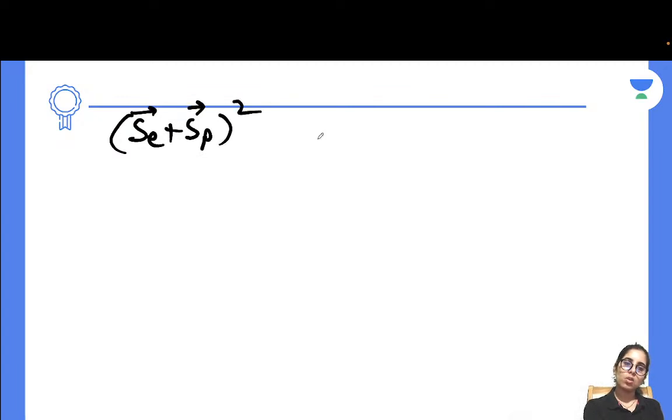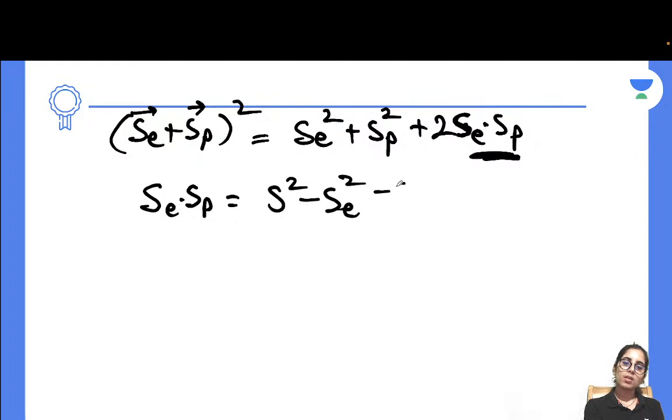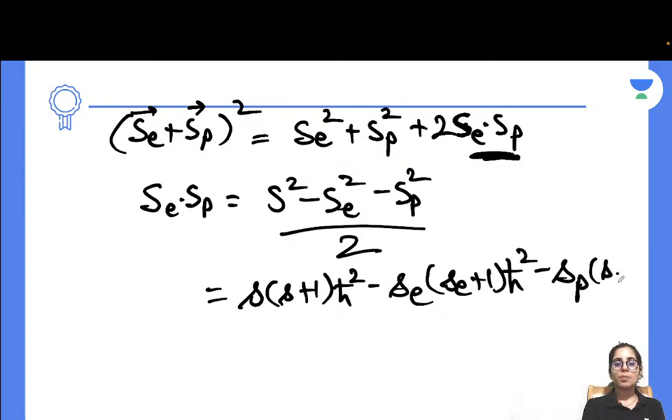I'm going to start with Se plus Sp, and it's a square. We can put the vector on top. That will be Se square plus Sp square plus 2 Se dot Sp, right? We want this, where S is the net spin. So I will have Se dot Sp equal to S square minus Se square minus Sp square, divided by 2. And this will be S times S plus 1 h square, minus Se times Se plus 1 h square, and then minus Sp times Sp plus 1 h square.